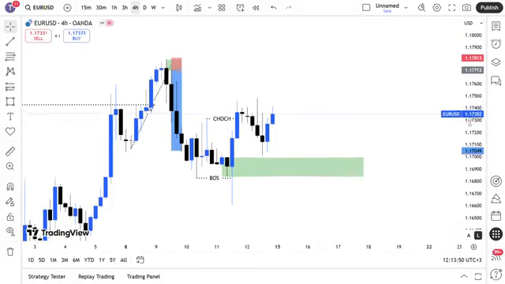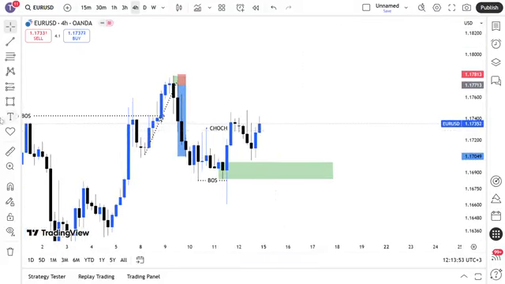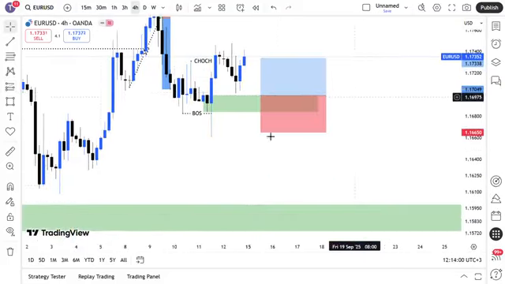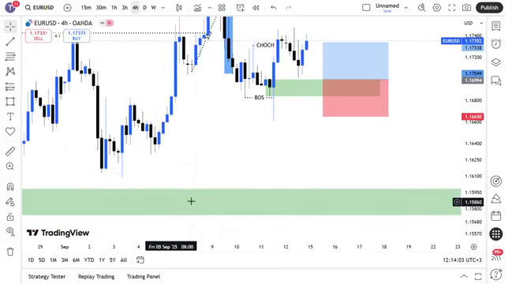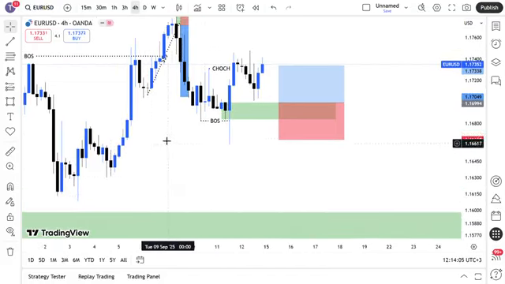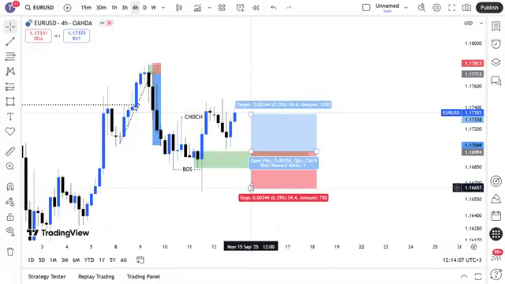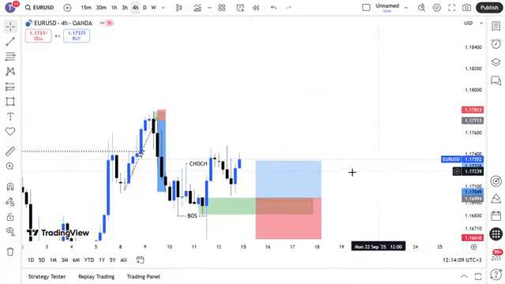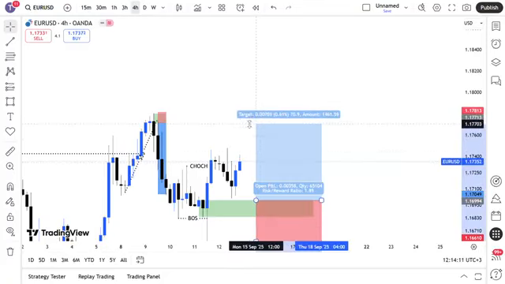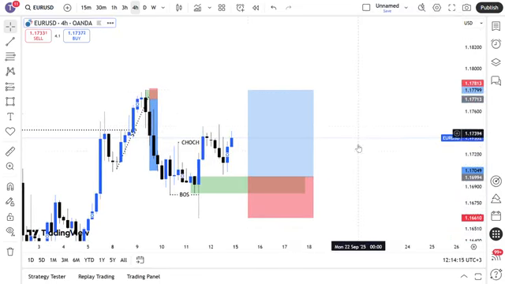I expect price to mitigate this order block before we look for more buys to the upside. So basically on EUR/USD, I'm looking to buy. And if price doesn't respect that, I'll be expecting buys from this low, this order block. But currently, for now, let's look for buys from this area to the upside, and our first take profit will be at this high, and we'll see what happens. So that is for EUR/USD.